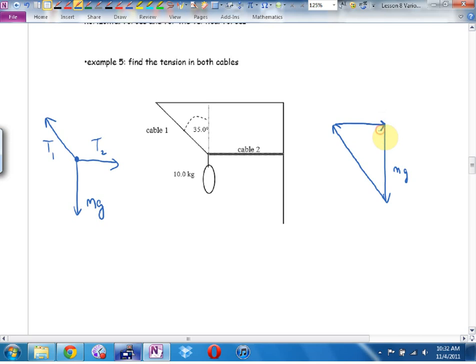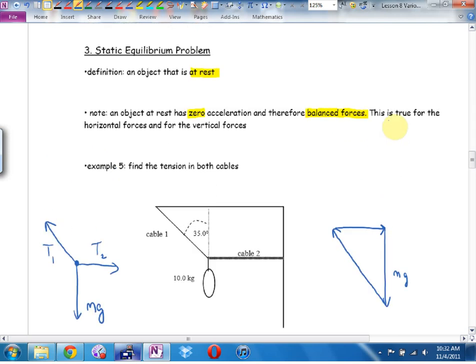If this was a displacement, how far have I traveled if I end up back where I started from? If this is forces and I add all three forces together and end up back where I started from, what's my net force? That's the picture. Draw that.